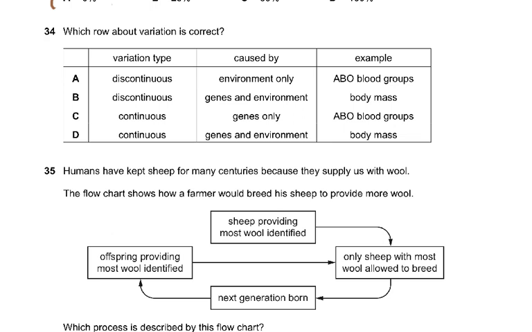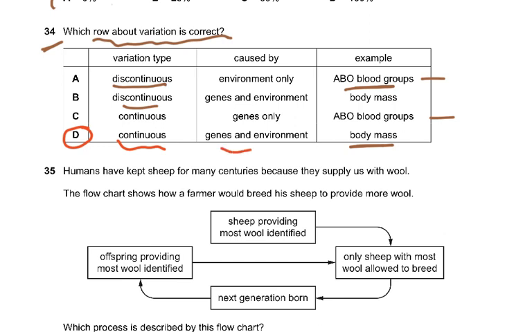Question number 34. Which row about variation is correct? You know discontinuous and continuous variation. Now they've given you two things, ABO blood groups and body mass. Now you know continuous variation is body mass, so it can't be ABO blood group. So either this is correct. Discontinuous can only be this, so now it's either A or D. Now A, they say discontinuous, then environment only. Sorry, blood groups are not affected by environment at all. So that is why the answer to 34 is D.